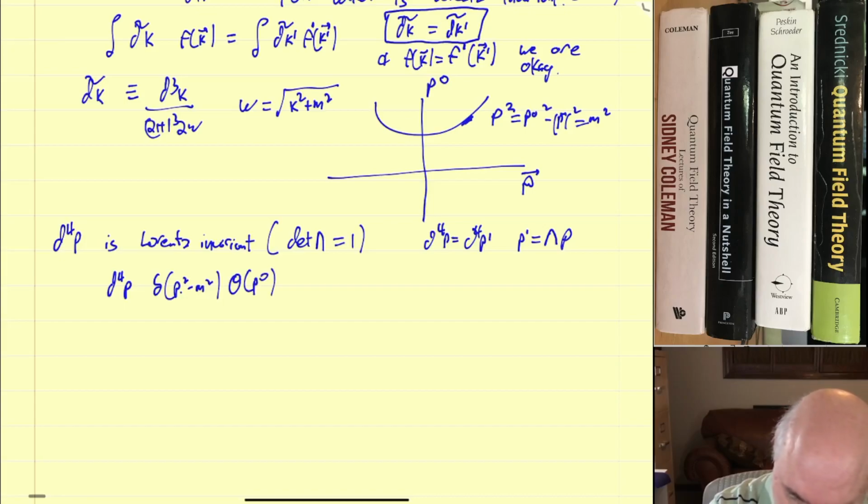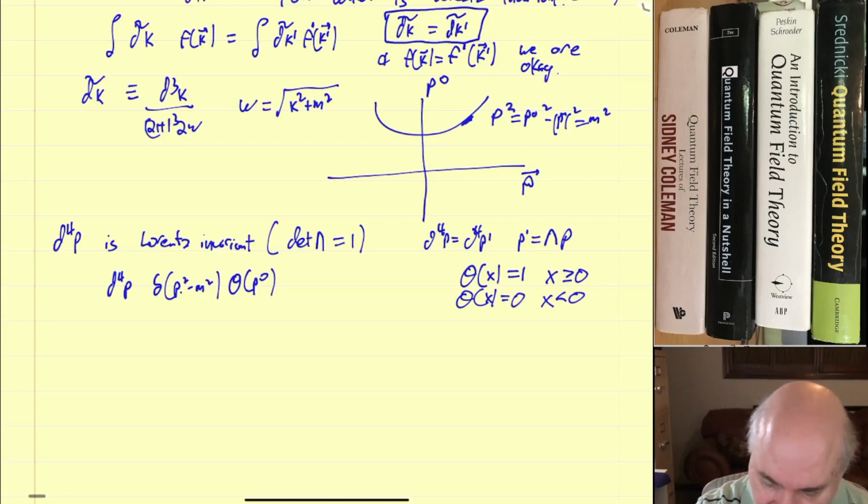This is the step function. Remember, this is the Heaviside step function. θ(x) is equal to 1 if x is greater than or equal to 0. θ(x) at 0 is not really defined, but it is 0 for x less than 0. Okay, so this guarantees that we have a restricted Lorentz transformation. We're only transforming in the upper sheet, not the lower sheet. And this guarantees that p² = m², which defines the sheet. So this will be Lorentz invariant.